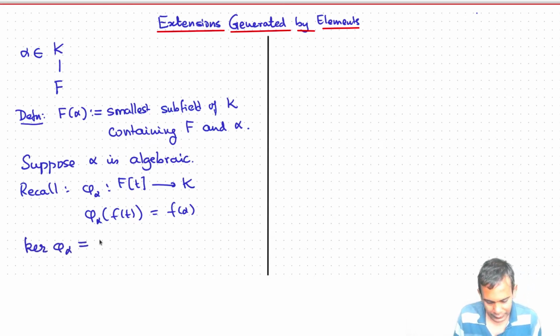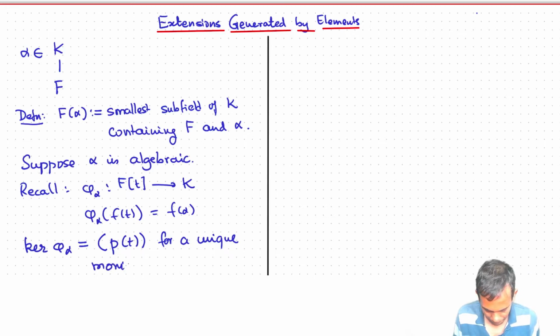The kernel of phi_alpha is an ideal in F[t]. F[t] is a Euclidean domain and therefore a principal ideal domain. And so the kernel of phi_alpha is generated by a single polynomial. Moreover, if we assume that this polynomial is monic, then it's going to be a uniquely determined polynomial. So this is equal to the ideal generated by p(t) for a unique monic polynomial p(t).